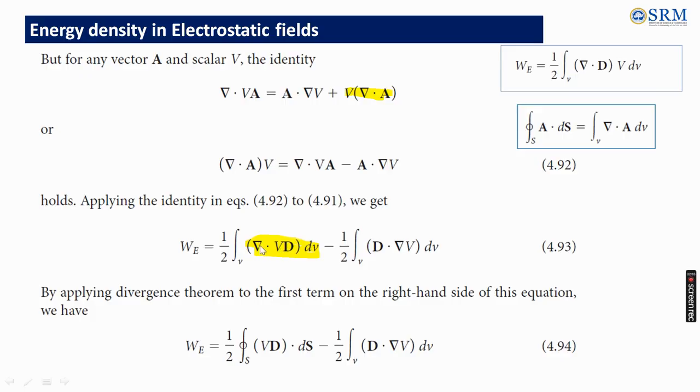The divergence theorem states that the divergence of a vector field over a volume integral is equal to a closed surface integral of that same quantity over a surface. So this quantity, V into D only, I'm taking and integrating over the closed surface, and this is there.